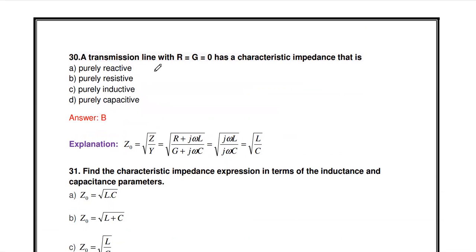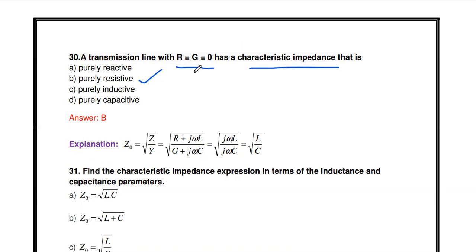Then the next one: a transmission line with R equal to G equal to 0, the characteristic impedance is dash. So in a transmission line, if the resistance and conductance values are 0, what is the characteristic impedance? Is it purely reactive, purely resistive, purely inductive, or purely capacitive? It's purely resistive, but we have to prove it. What is the formula for Z0? It's the square root of Z by Y. Z is the series impedance, R plus j omega L. Y is the shunt admittance, G plus j omega C.